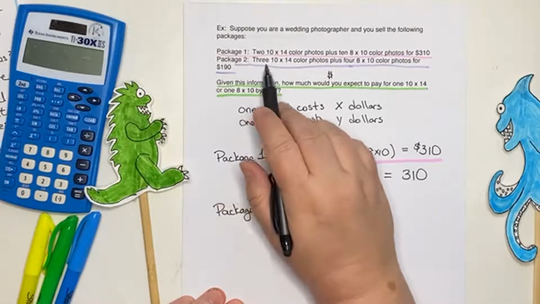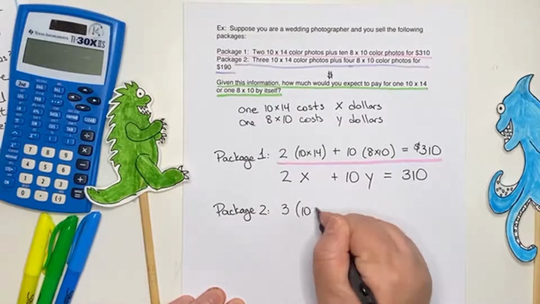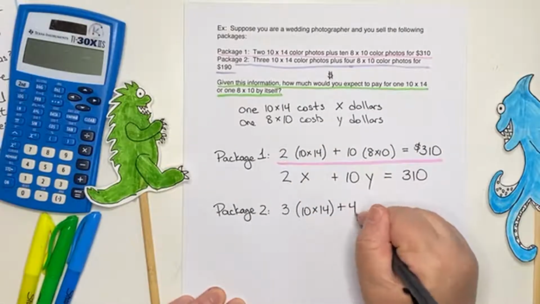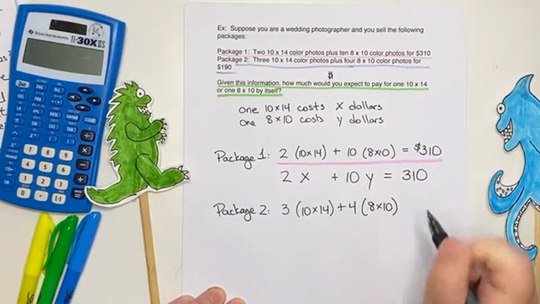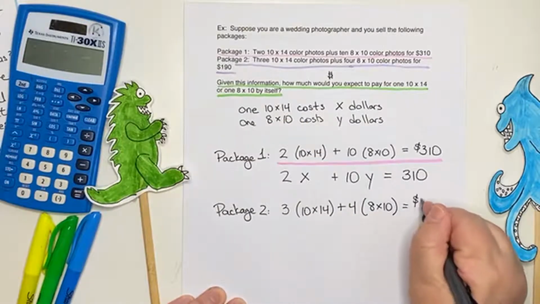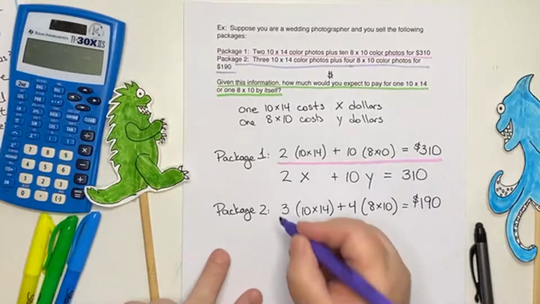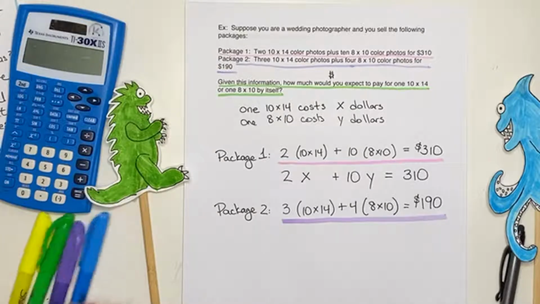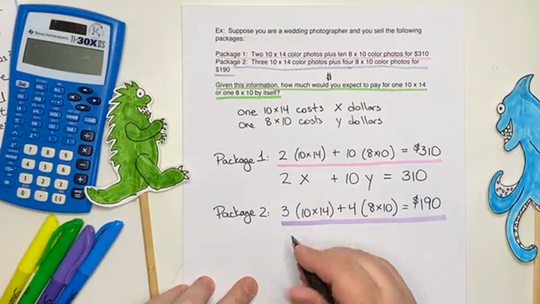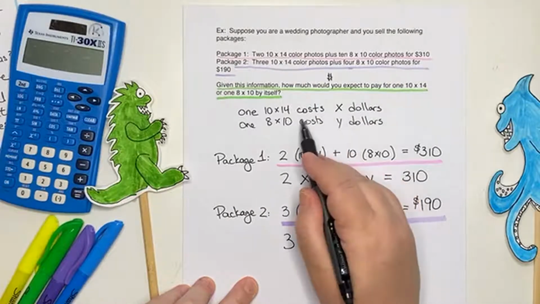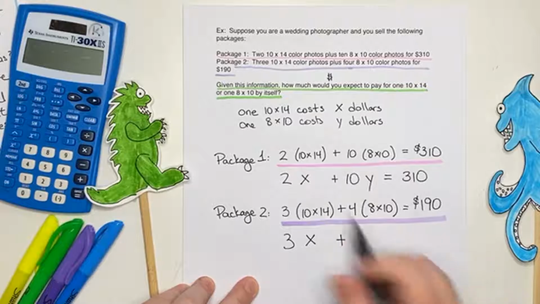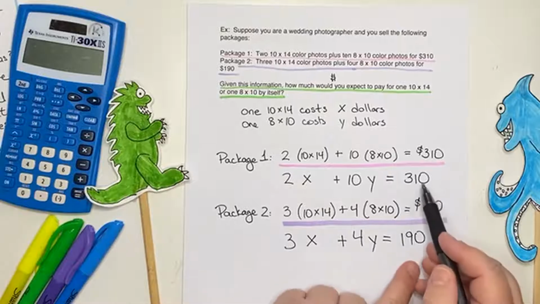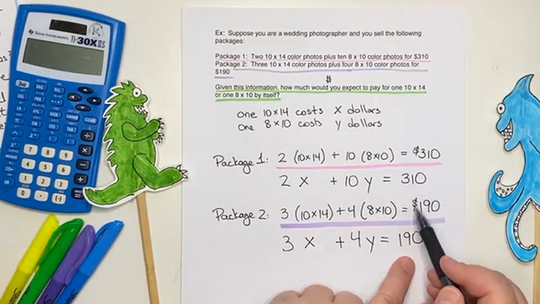And I've got 3 10x14 inch pictures plus 4 8x10 color photos costs $190. And in that same way, here, I'll underline this in purple. In the same way, I'm going to go ahead and write this fully in math. The 10x14s cost X dollars. That's 3X plus the 8x10s cost Y. 4Y equals 190. Notice when I translate completely to math, I leave out the dollars.